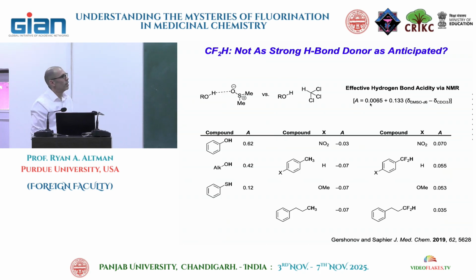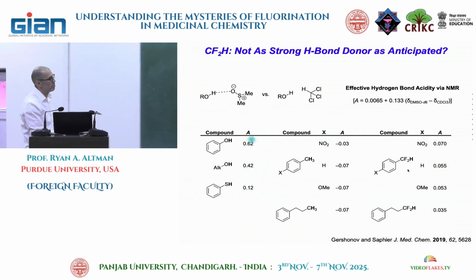Okay. So the strategy for measuring this, again, involves measuring the difference in the shift of the proton when you measure the NMR in DMSO relative to chloroform. Okay, and the difference in shift estimates how acidic that hydrogen bond is. And you can do that with phenols and alcohols, but you can also do it with some of the CF2 bonds. And we'll look at a little bit of the data there. So in the phenols, here are A values suggesting that these are reasonable hydrogen bond donors.